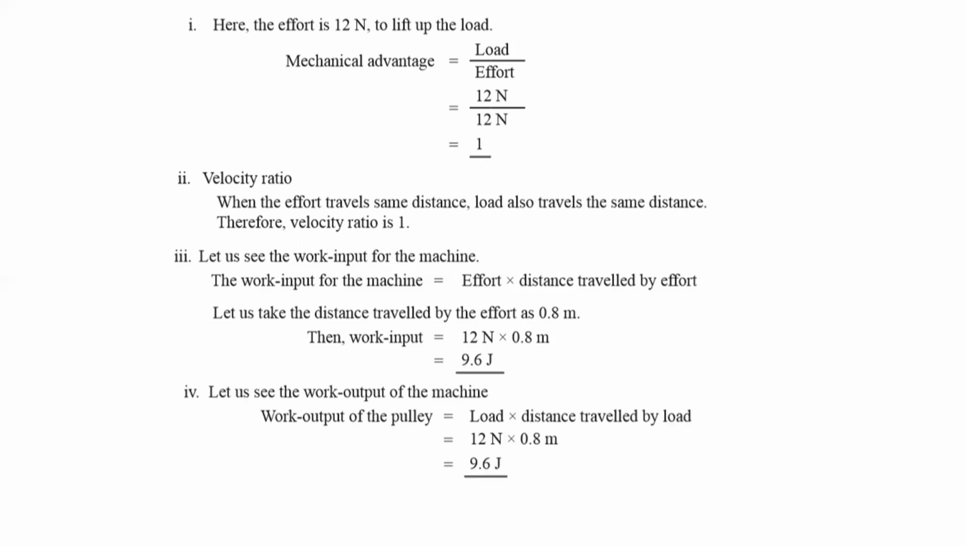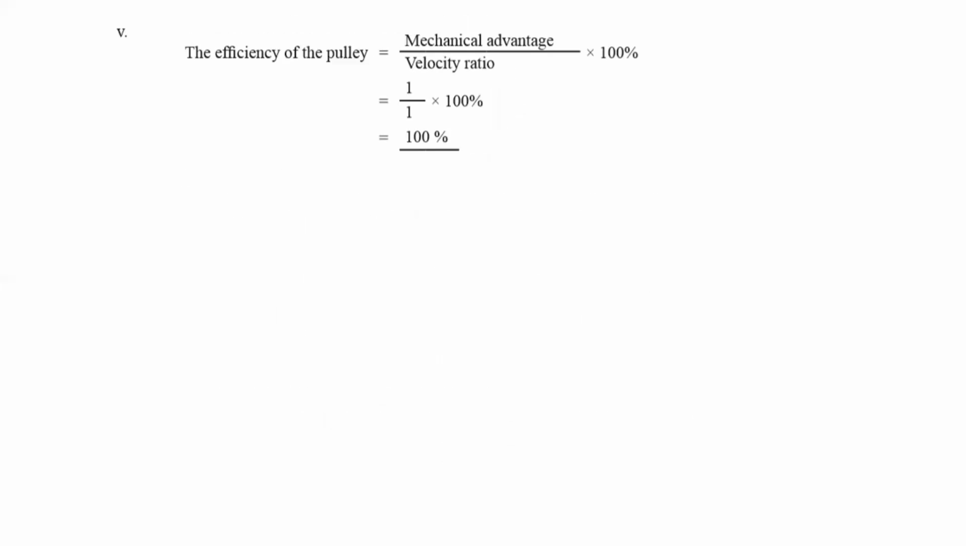Now let's see the work output of the machine. Work output equals load into distance traveled by the load. So load is 12 newtons, distance is equal to the earlier distance, so it is 0.8. Then the work output of the pulley is 9.6 joules. Then you can find the efficiency. Efficiency equals mechanical advantage over velocity ratio into 100. So it is 1 over 1 into 100, then 100%.